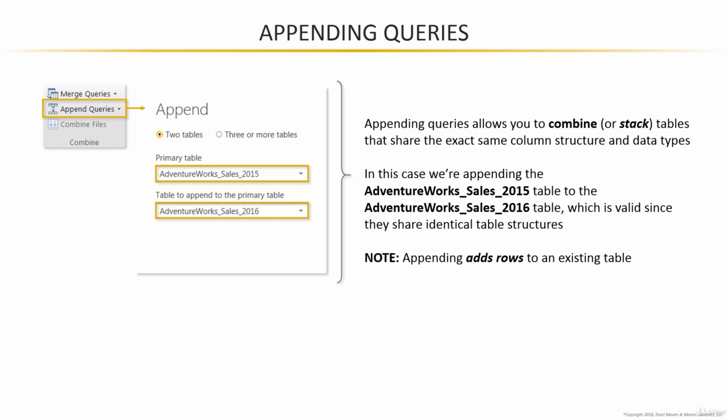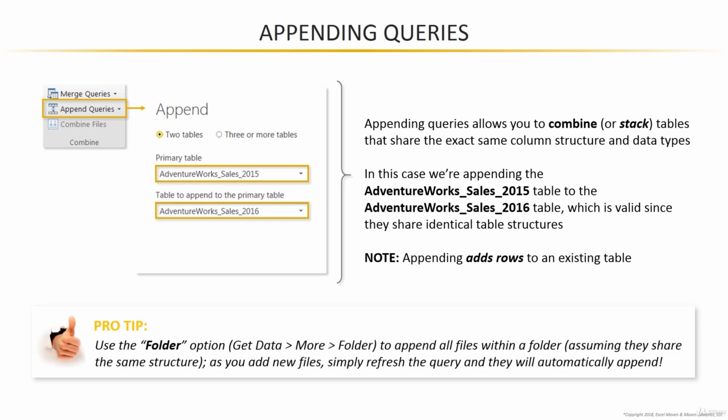In this case that we're looking at here, we're appending 2 tables together. They're 2 different AdventureWorks sales tables, one from 2015, one from 2016, and it's a valid append since they both share identical table structures. So just like we talked about, merging makes tables wider by adding more columns. Appending makes tables taller by adding more rows.